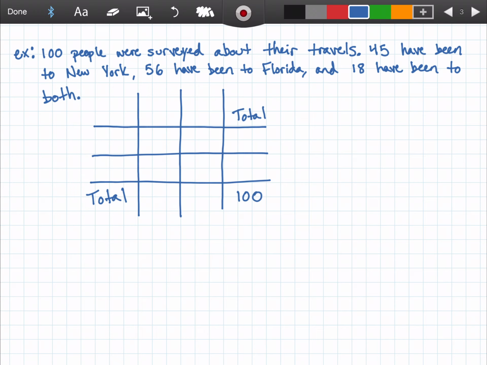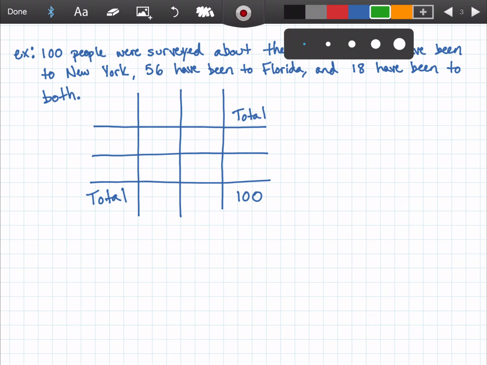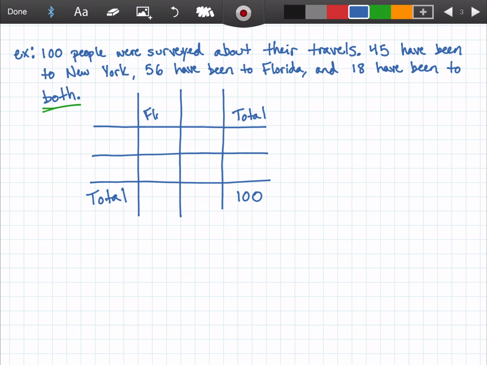So what this tells me is that New York and Florida both have to be categories, but they both have to be overlapping categories at some point, because it talks about how they've been to both. So I can go Florida, and I can put New York, and I know that 18 have been to both.